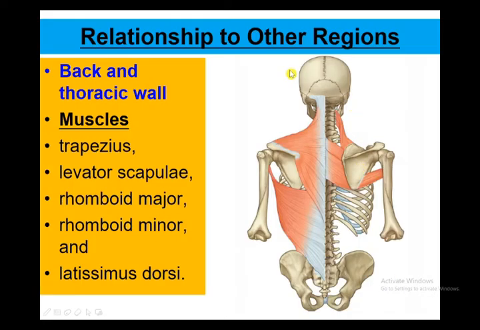Relationship to the other regions, the back and thoracic wall. As in the muscles, we have already seen how the muscles are holding it. So here we go to trapezius. After cutting trapezius, under that we have levator scapulae and the two small muscles, rhomboid minor and major respectively, and here is the latissimus dorsi. It's also attaching at the humerus.